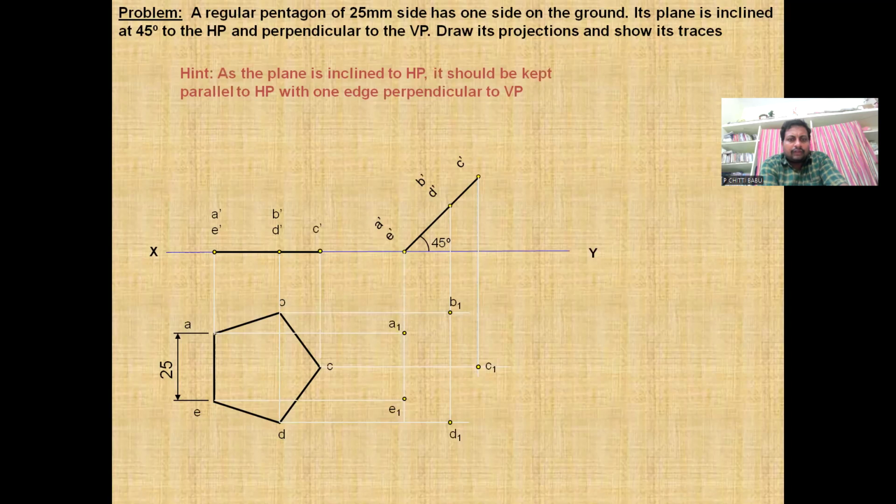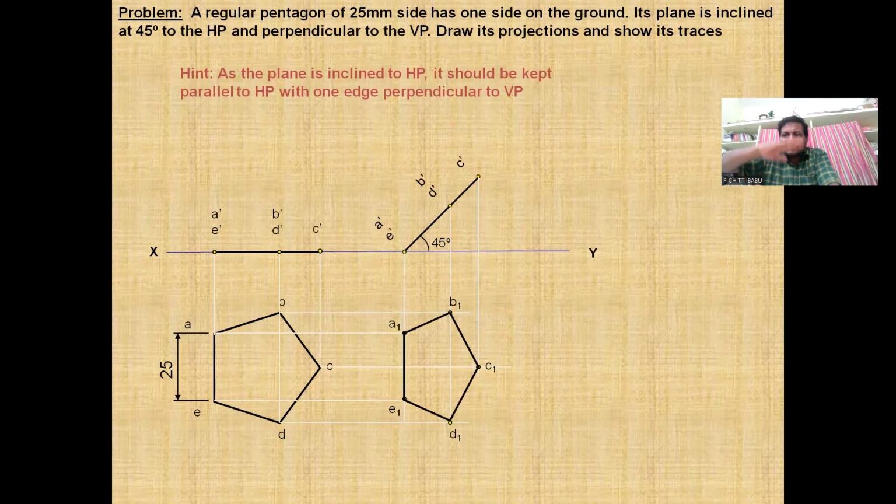A1, E1, D1, C1, and B1. Join all the points with the lines. Then we get the required reduced pentagon. Like that, we need to draw. Very simple.